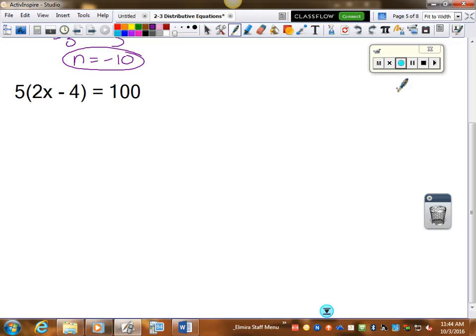Okay, in the next problem, I've got a coefficient here. That's okay. 5 times 2x is 10x. There's not a negative here, so I'm not worried about changing signs or anything. Just keep our subtract. And then 5 times 4 is 20, and that equals 100. And then basic two-step.